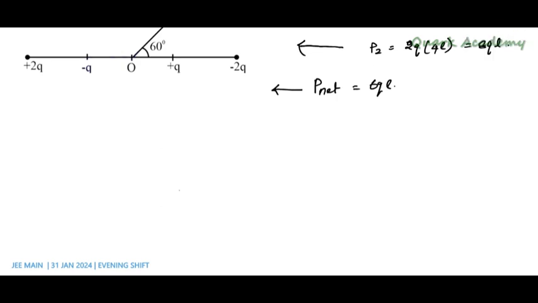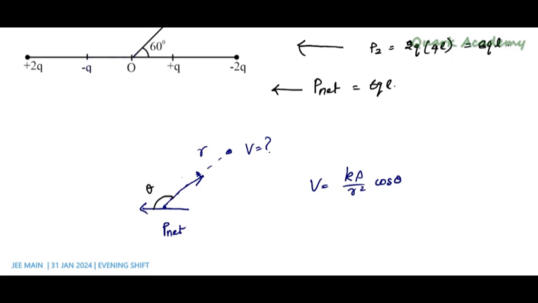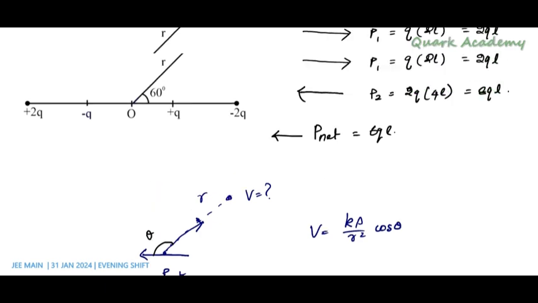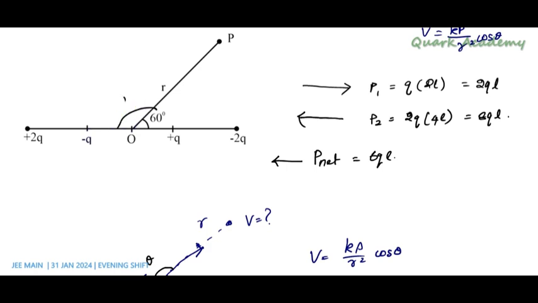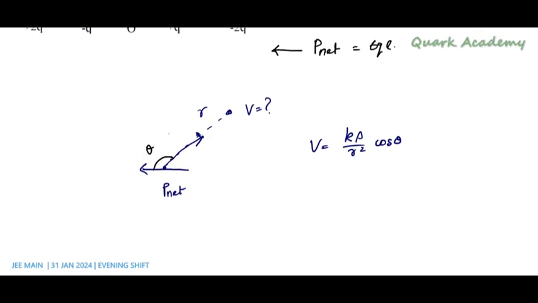So let's redraw this figure. This is the net dipole moment, this is the origin, and we have R. At this point, we want to find the electric potential. So let's write K P cos theta by R squared. It's important to find the theta. This will be the R vector, and theta is the angle between the two vectors, so this becomes our angle theta. See here, in the question, if this is 60 degrees, this will be 120 degrees. So theta is 120 degrees.